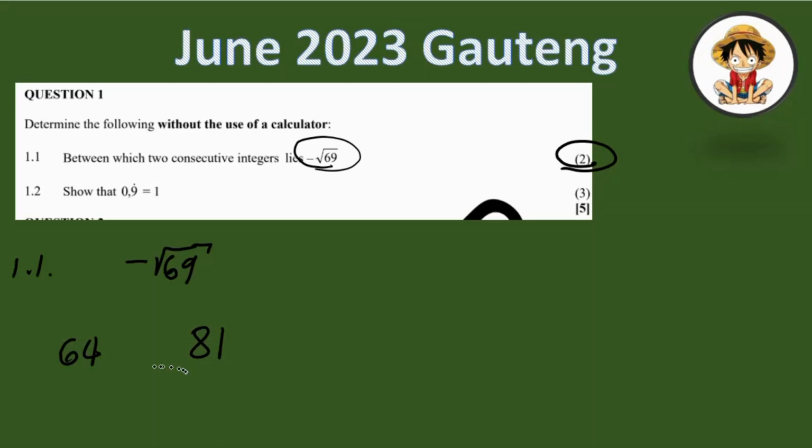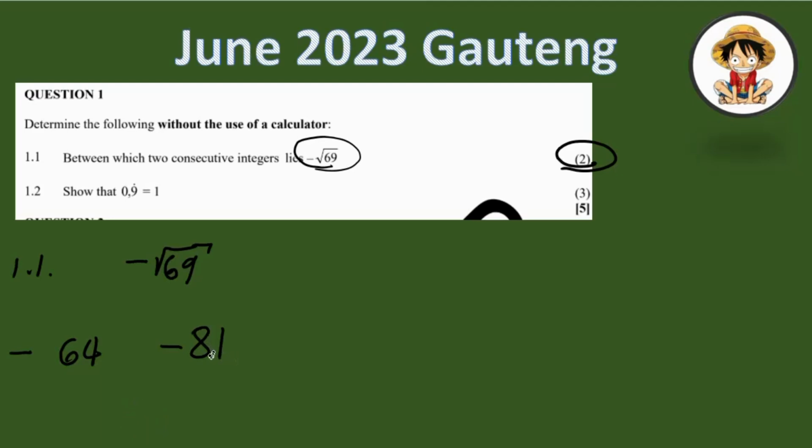81 is a perfect square, right? I have 64 as a number that is a perfect square, and I have 81 as a number that's a perfect square. Now, bear in mind, this root is negative, which means I'll have to attach a negative here, and I'll have to attach a negative here. Do you see that?